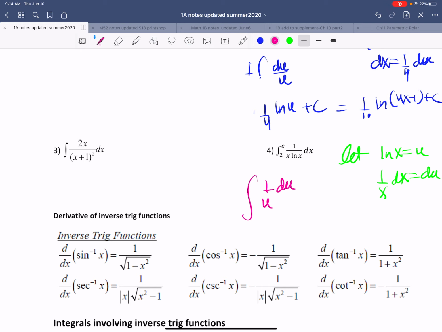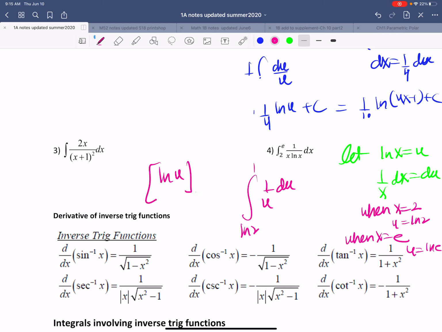And we need to change the bounds as well. So when x is 2, u would be natural log of 2. So that's the bound, natural log of 2. And when x is e, u would be natural log of e, which is equal to 1. From here, we can perform the integration. So that would be natural log of u, from natural log of 2 to natural log of 1.